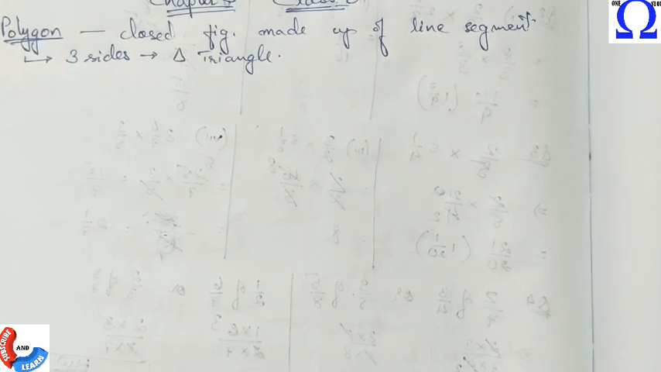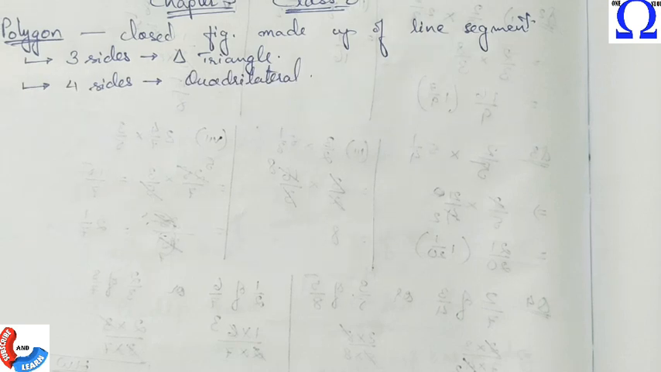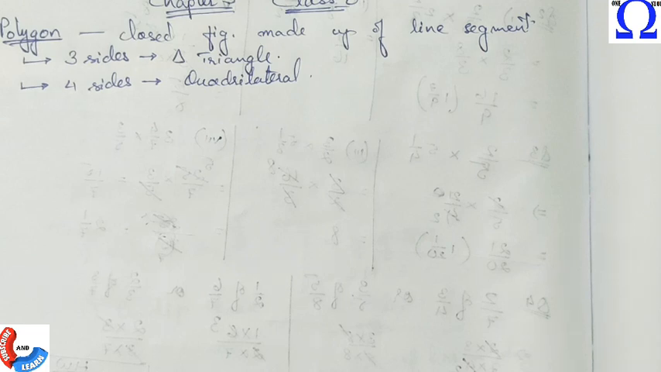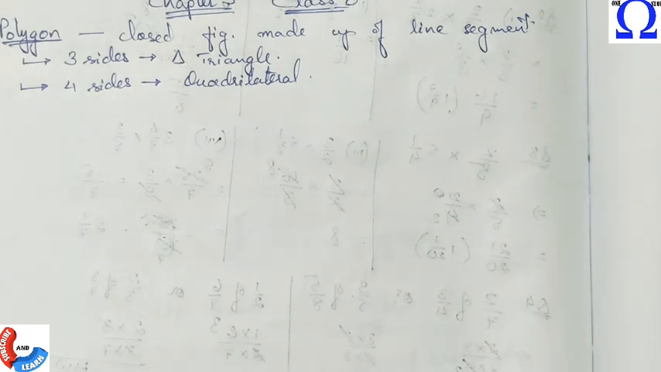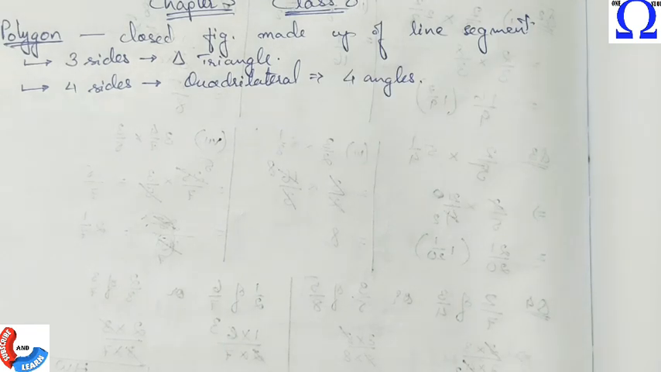See, I am taking three sides because we cannot have a closed figure with one side or two sides. We only have a closed figure with three sides, so I am taking three sides here. So triangle is the first polygon, and a four-sided closed figure is known as a quadrilateral. Now in this chapter we are about to discuss the quadrilateral only, which has four sides, and of course it will also have four angles.